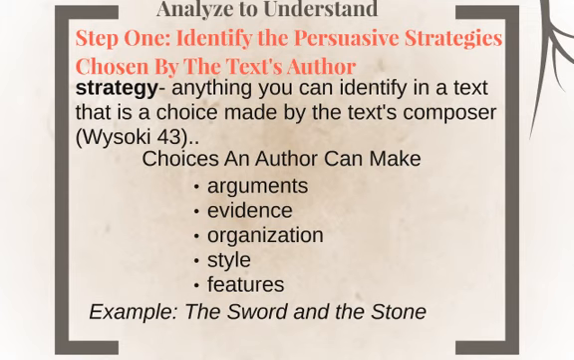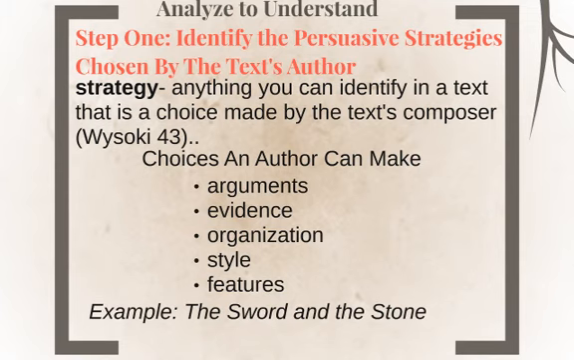Some of those choices include different kinds of arguments that are developed within the text itself. They present different kinds of evidence. They use specific kinds of organization. The organization in the film versus the prose fiction that we read is going to be different because of the genre or the medium they're using. Different choices of style, and that again is going to be influenced by the audience, what the word choice is going to be, what the length of it's going to be, etc. And finally, other features that are specific to that genre.